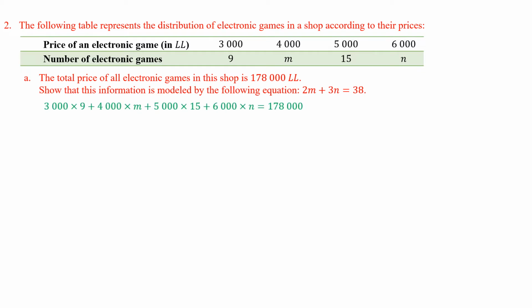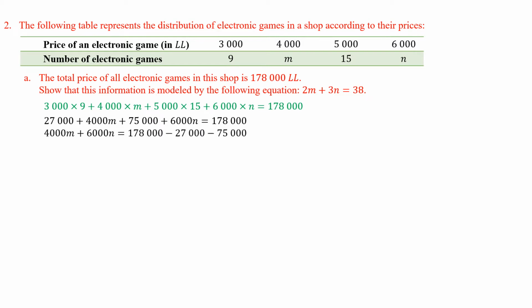We know that the price of all electronic games is equal to the sum of the price of one electronic game in each category multiplied by the number of electronic games corresponding to this price. That means we have 3,000 times 9 plus 4,000 times m plus 5,000 times 15 plus 6,000 times n equal to 178,000. It is an equation. In the first step, we multiply 3,000 by 9, we get 27,000. And 4,000 times m, we get 4,000 m. 5,000 times 15, we get 75,000. And 6,000 times n, we get 6,000 n.